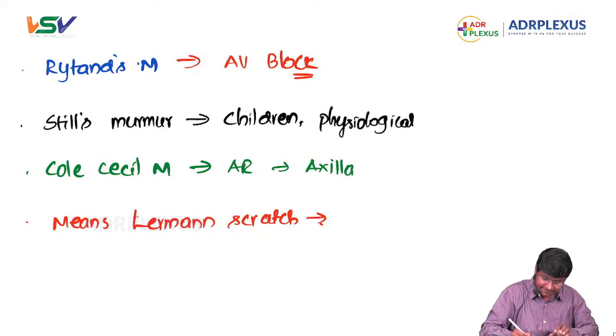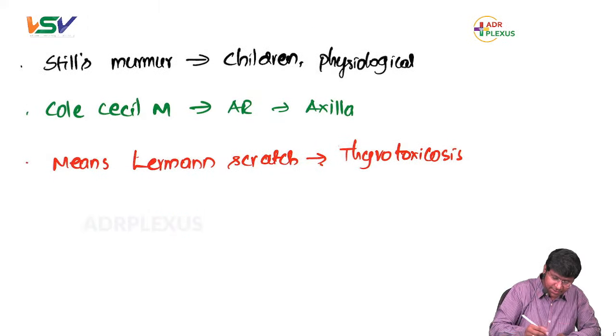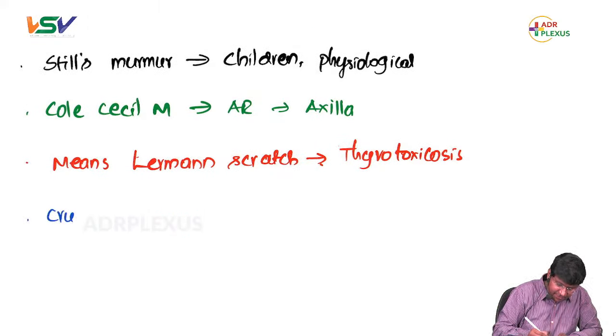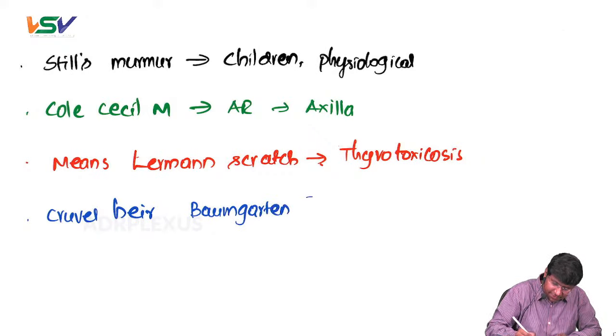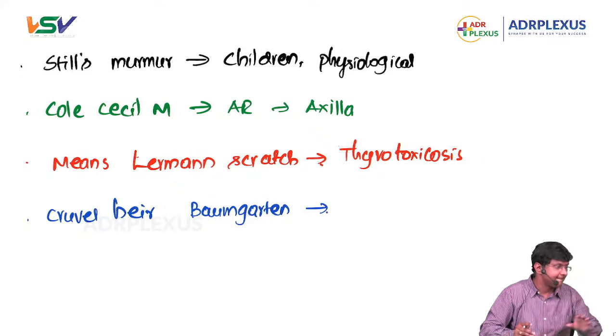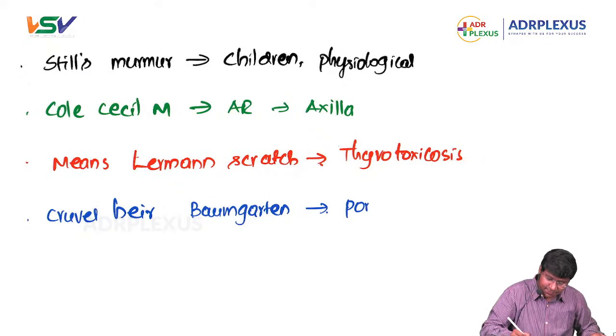I'm sorry. So you have this in thyrotoxicosis, right? Lastly, another named murmur is the Graham Steell... the Cruveilhier-Baumgarten murmur. Cruveilhier-Baumgarten murmur. Anyone? Where do you have this Cruveilhier-Baumgarten murmur? Excellent. That is portal hypertension.